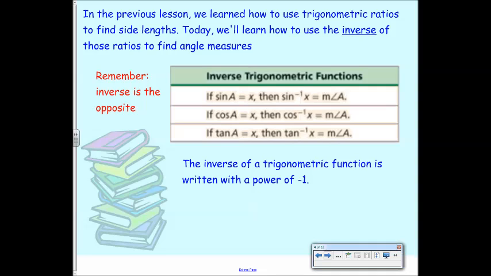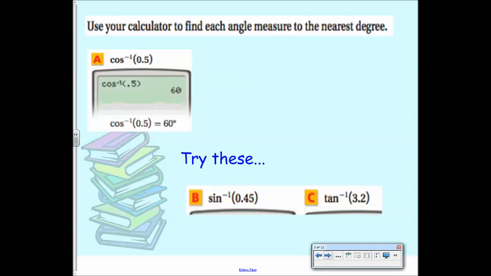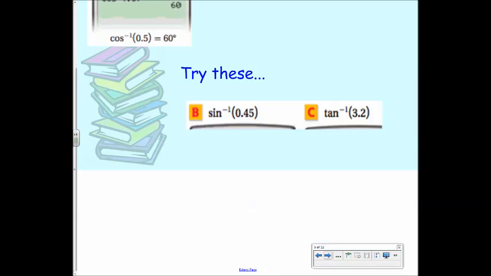Okay? So let's say, for example, that you had these. So go ahead and give me the inverse sine of 0.45. So try that on your calculator. How do you get to those buttons? Hit second. So hit second sine and then 0.45. You with us? What'd you get? 26.74. And then what would inverse tan of 3.2 be? 72.65. These are approximate, right? Okay, so 72.65. So we're going to use these when we're looking for angle measures.